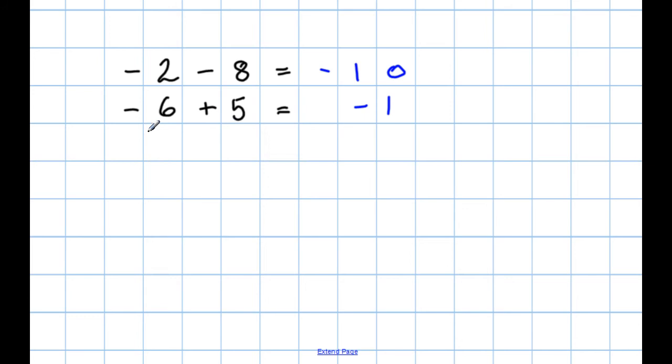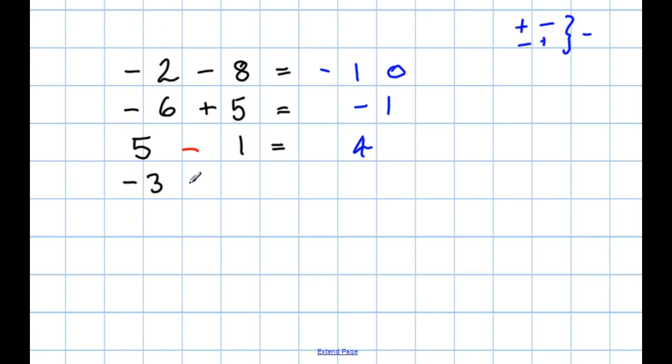Let's look at another example of the sort of questions that might come up. What about this? 5 add a negative number. Now, whenever you get 2 symbols with nothing in between, change them to 1 symbol. And the rule is quite simple. If the 2 symbols are different, then you change it to a negative symbol. So 5 add minus 1 is the same as 5 take away 1, which is 4. Let's look at that again.